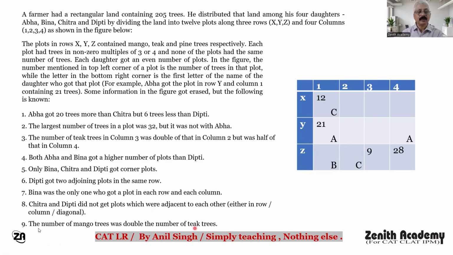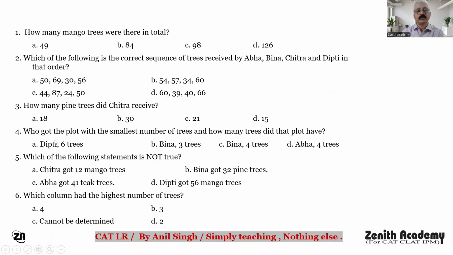And the last information is number 9: the number of mango trees was double the number of teak trees. So this is the amount of information, and now we have a set of questions. Here we have 6 questions, all are MCQs. So first you attempt, then see the solution. Okay, let's see the solutions.